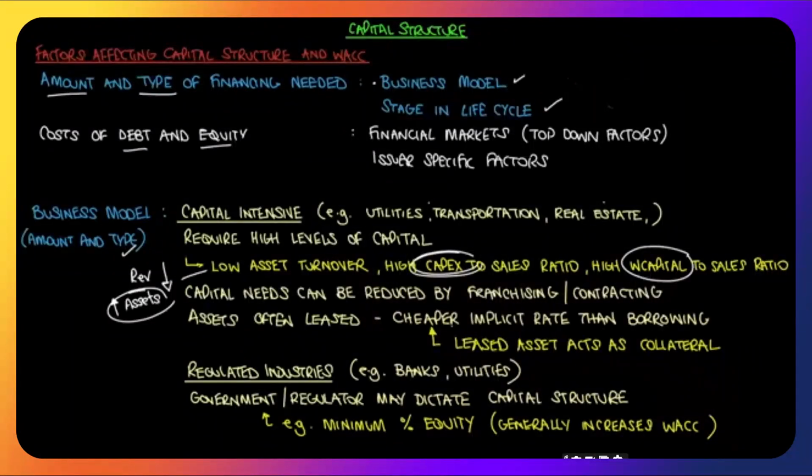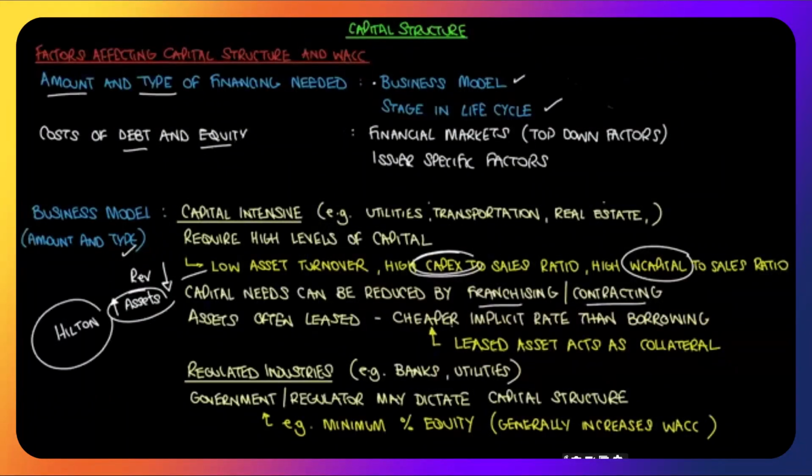Now, if you are a capital intensive business and you feel it's costing you too much to raise this capital, you can try and change your business model. You can reduce your capital needs by franchising or contracting. For example, Hilton Hotels.